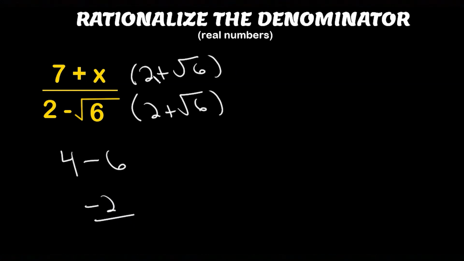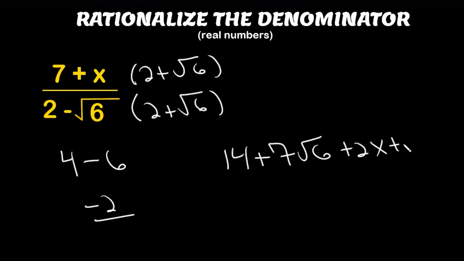Now be careful here. This is not the conjugate of what you have here. Okay, so in this case here, you have to go through the whole process of FOIL. All right, outside and inside will not cancel out here. All right, so let's go ahead and do that. We're going to do 7 times 2. You're going to get 14. Now doing outside, you get 7 square root of 6. And then inside, you get plus 2x. And then last, you get plus x square root of 6.